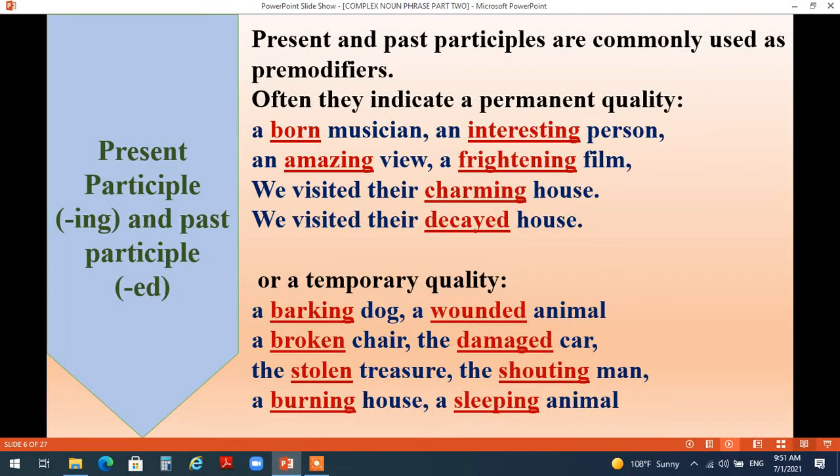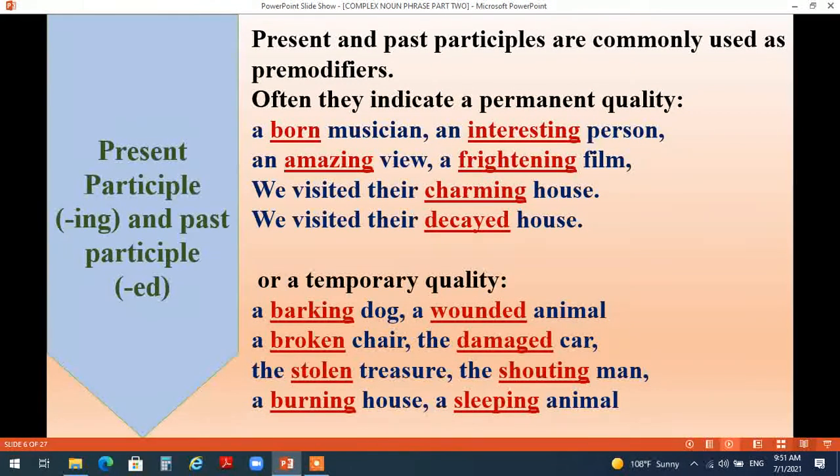An interesting person, here we have used the present participle. An amazing view, a frightening film. We visited their charming house. نلاحظ amazing, interesting, frightening, charming, all are examples of present participles. We visited their decayed house. This is an example of a past participle. Also we said they can express a temporary quality تشير إلى صفة مؤقتة.